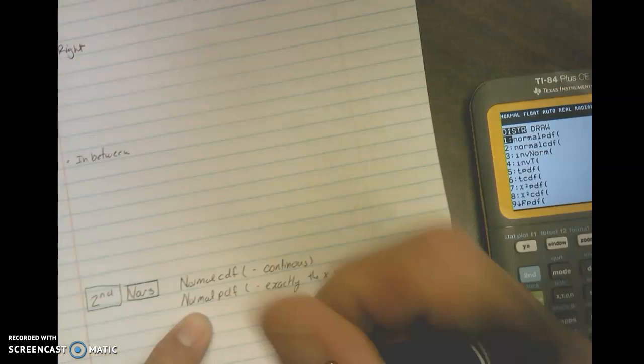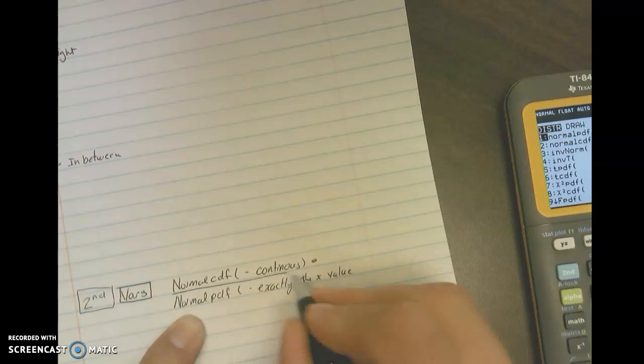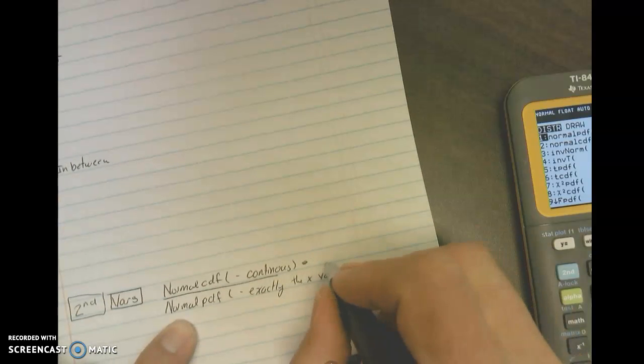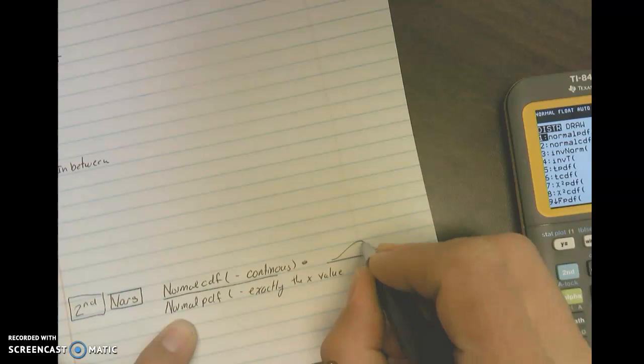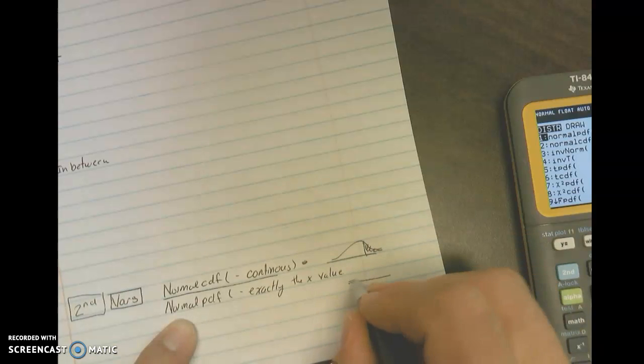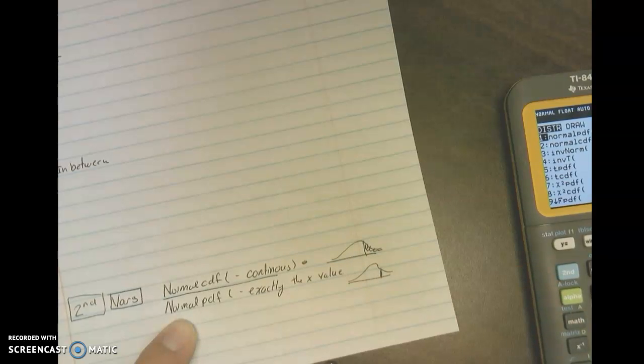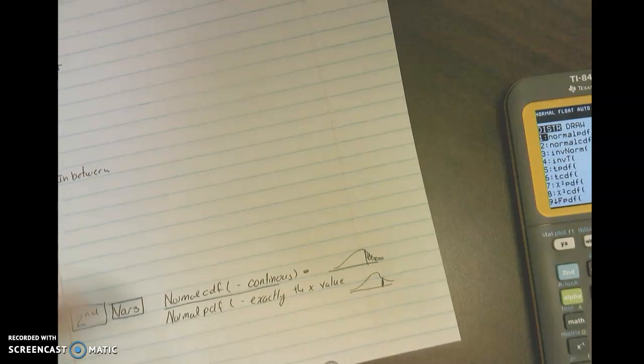Almost 99% of the time, we're using normal CDF. We're looking for that continuous flow. Now the PDF is similar, but we're looking for exactly that term in our data set. So that's what we're going to be looking for.